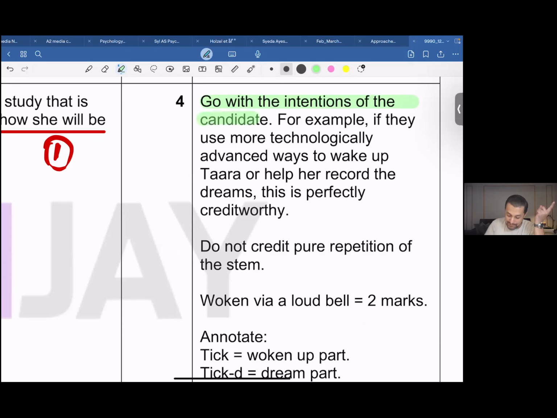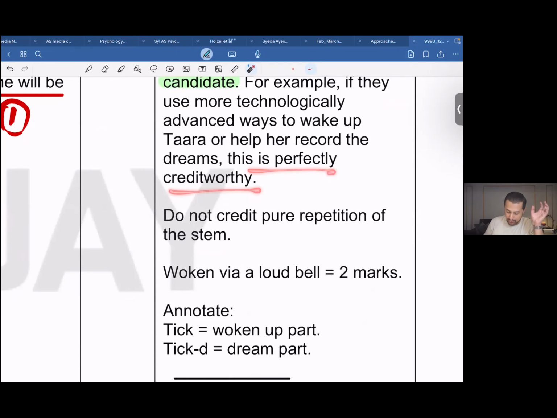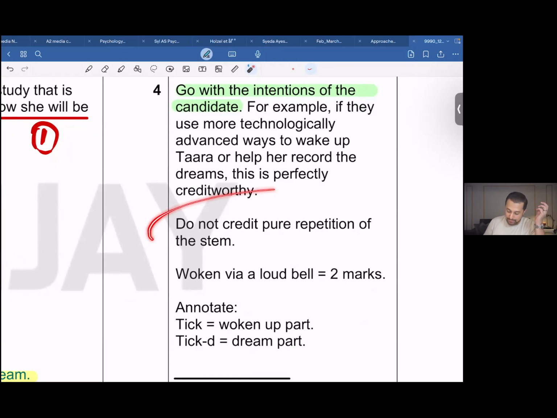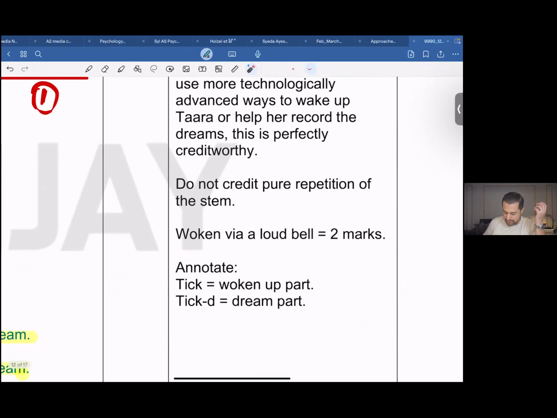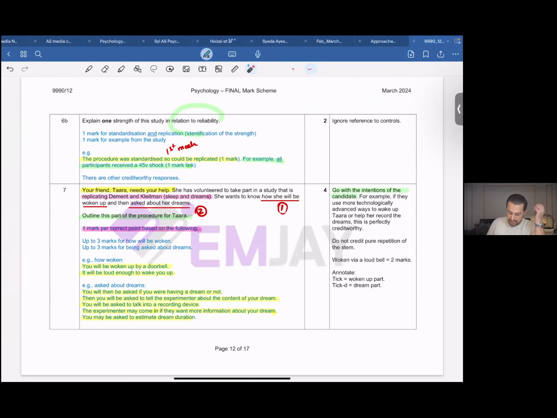For the ones who think they can bluff around and score marks, even the principal examiner is providing guidelines to the checkers to go with the intention of the candidate. For example, if they use more technologically advanced ways to wake up Tara or help her record the dreams, this is perfectly credit worthy. Do not credit pure repetition of the stem. Woken via a loud bell would give you 2 marks. These are the guidelines provided to the examiner while checking the answer. I hope you've understood this.